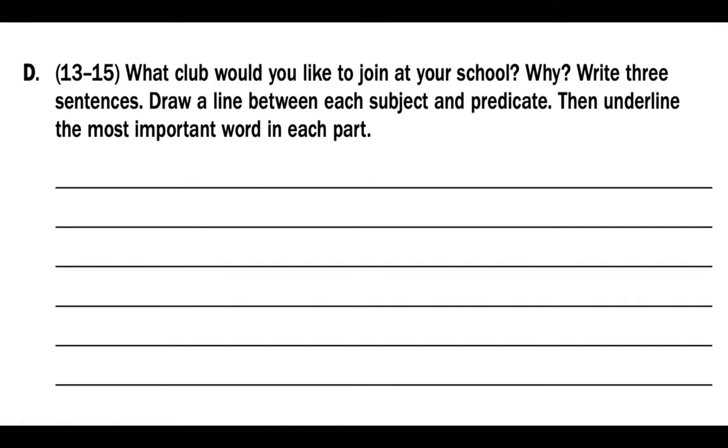Activity D says, what club would you like to join in your school? Why? Write 3 sentences. Draw a line between each subject and predicate, and then underline the most important word in each part. Reminder, the most important word in the subject is a noun or pronoun, and the most important word in the predicate is the verb or action word.